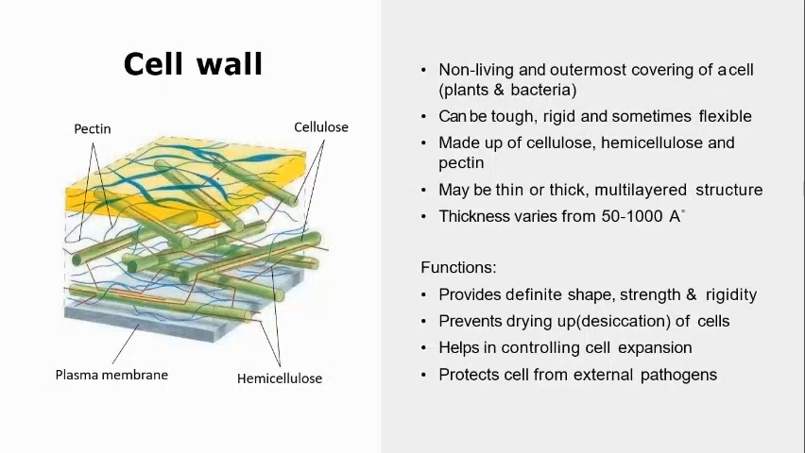The cell wall is a non-living and outermost covering of a cell. It is found in plant and bacterial cells. It can be tough, rigid, and sometimes flexible. It is made up of cellulose, hemicellulose, and pectin. It may be a thin or thick, multi-layered structure, and the thickness varies from 50 to 1000 angstrom. In terms of its function, it provides definite shape, strength, and rigidity, prevents drying up of cells, helps in controlling cell expansion, and protects the cell from external pathogens.